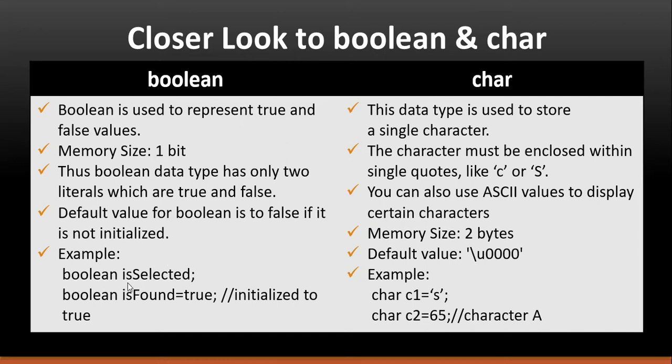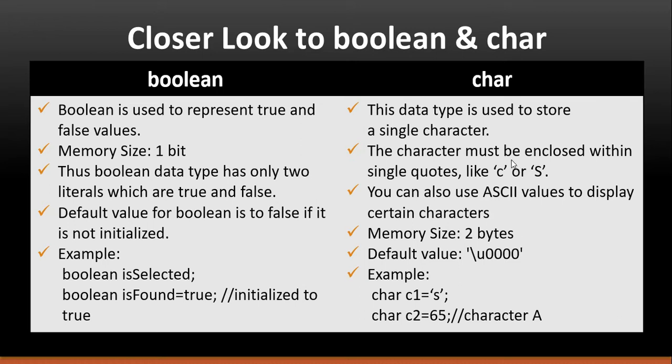I have declared variable isSelected of type Boolean. Now you can see I have not assigned value to this variable, so it is going to take false value. Another variable I have taken is found, which is of type Boolean, and I am assigning true. So you can assign values either true or false. Next data type we have is char data type. Char is generally used to store a single character. If you want to store only a single character like C, S, A, B, you can go for char data type.